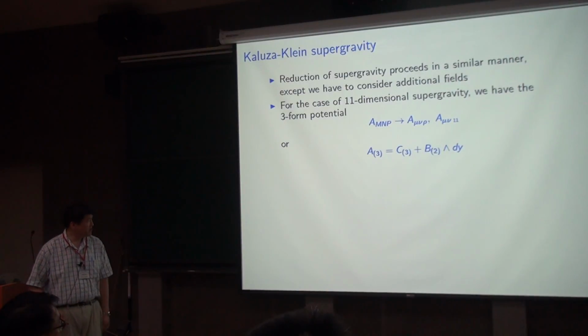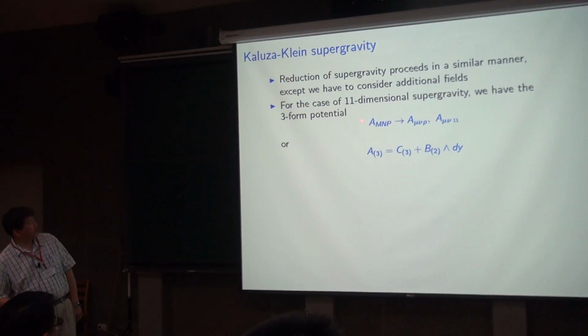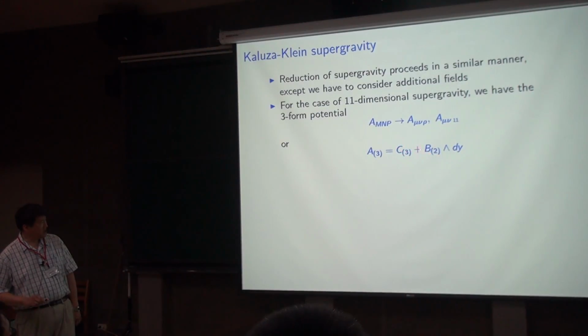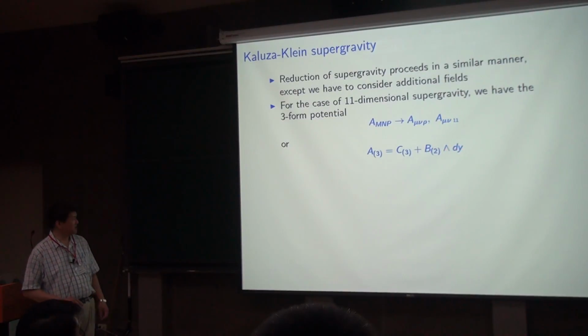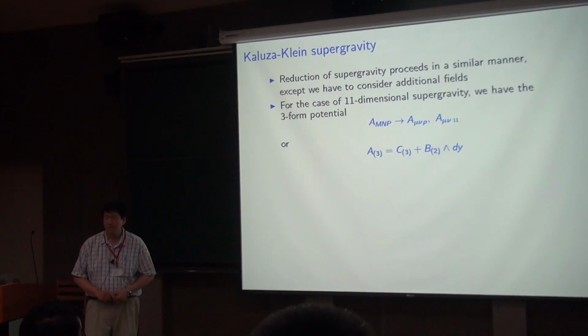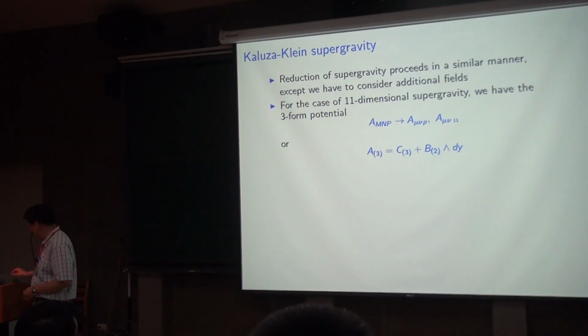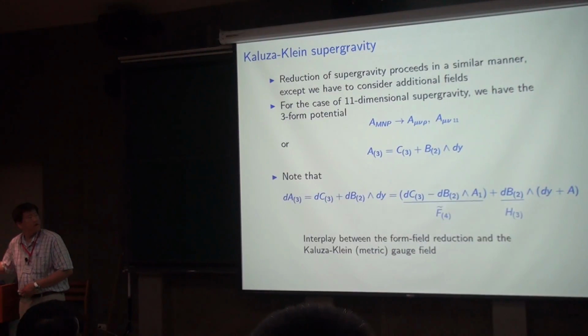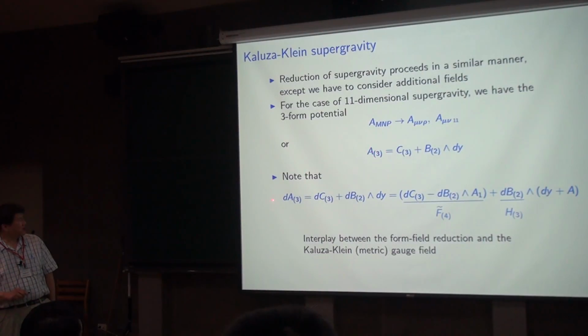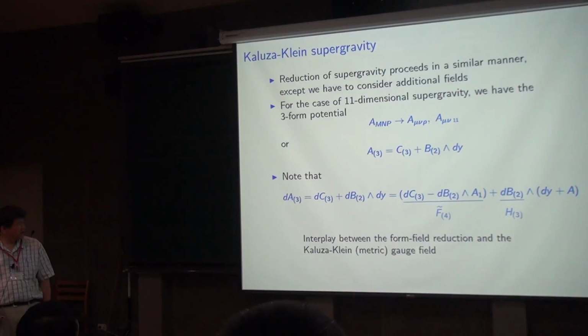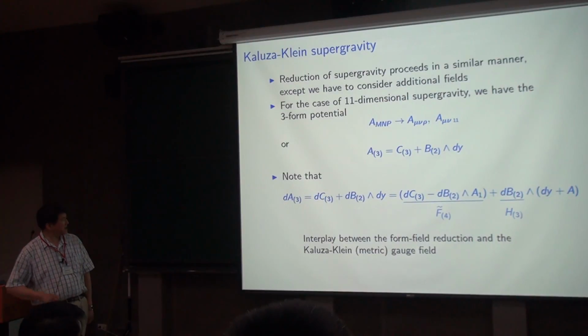I can write that in form notation. The 3-form potential decomposes into a 3-form potential in 10 dimensions, plus a 2-form potential, A mu nu 11, wedged into dy. That's my 11th dimension coordinate. Now, if I did that, I can compute the field strength. dA3 gives me the 4-form field strength, and it's very easy. dy is closed, so I just hit dC and dB like that.